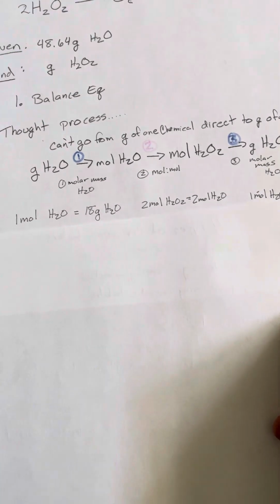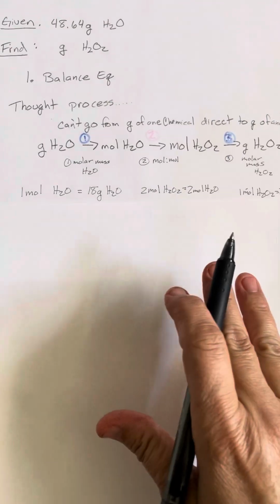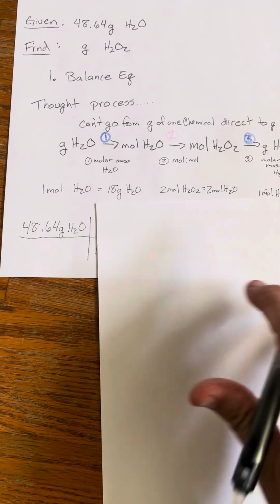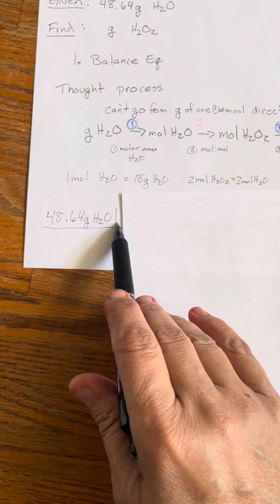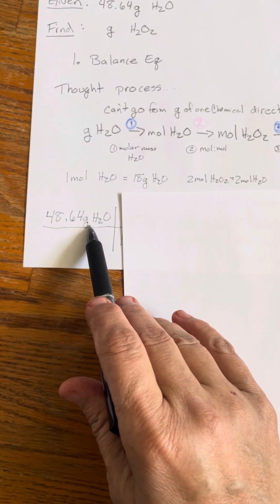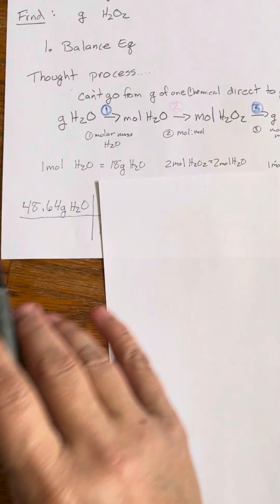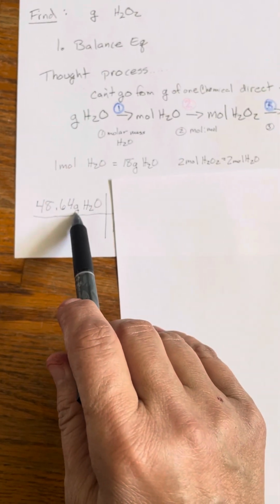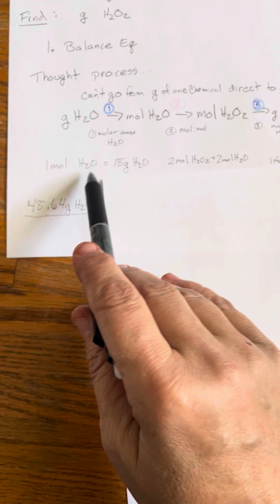Okay. So we have all those conversion factors. So now we start with what we're given. 48.6 grams of water. Where are we going to go? We do not want water. Remember, our first step is we're going to get it into moles. You can go a lot of places from moles, but there's only one place you can go from grams. So let's get it into moles, and we're going to use that conversion factor.